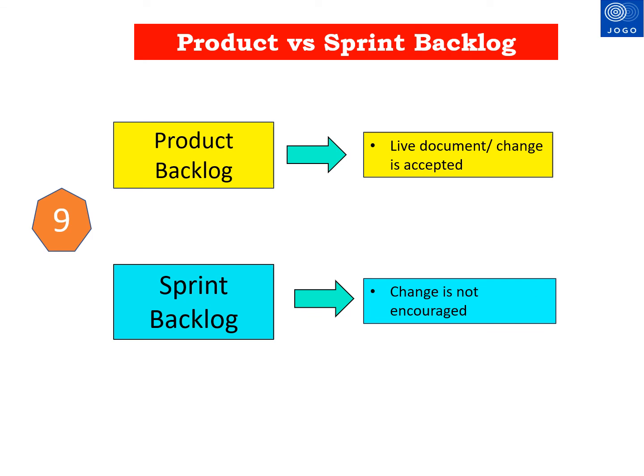Reprioritization and changes in the user stories will happen regularly in the product backlog. So it's a live requirement list. Sprint backlog won't be changed frequently. Product backlog will be used to plan the release and product roadmap. Sprint backlog will be used to plan the sprint delivery scope.